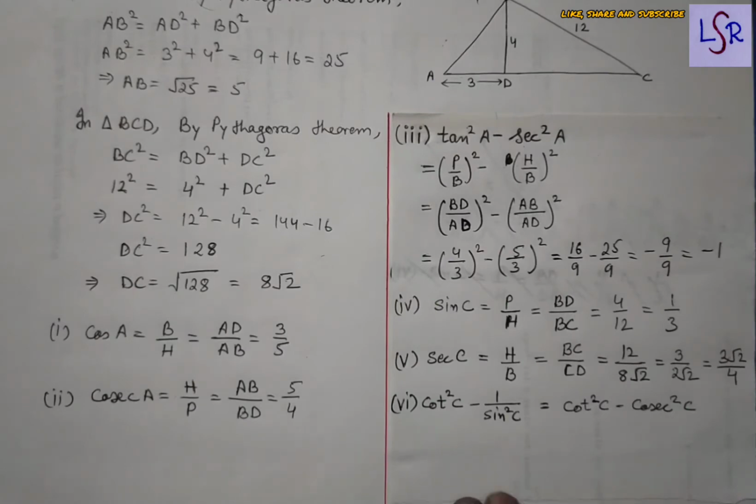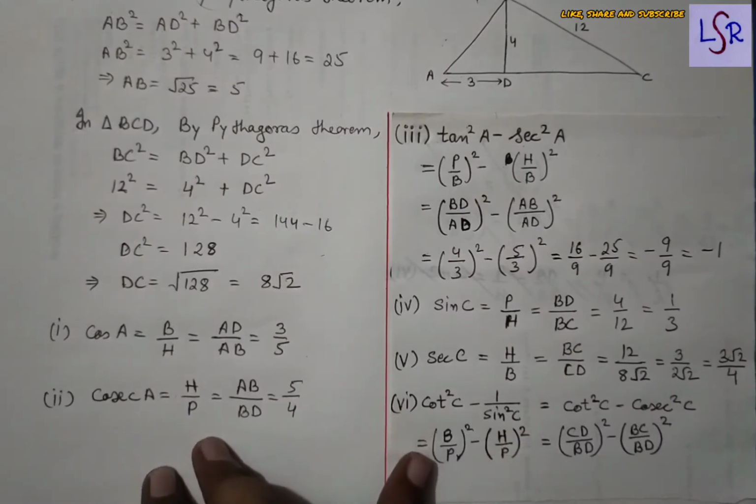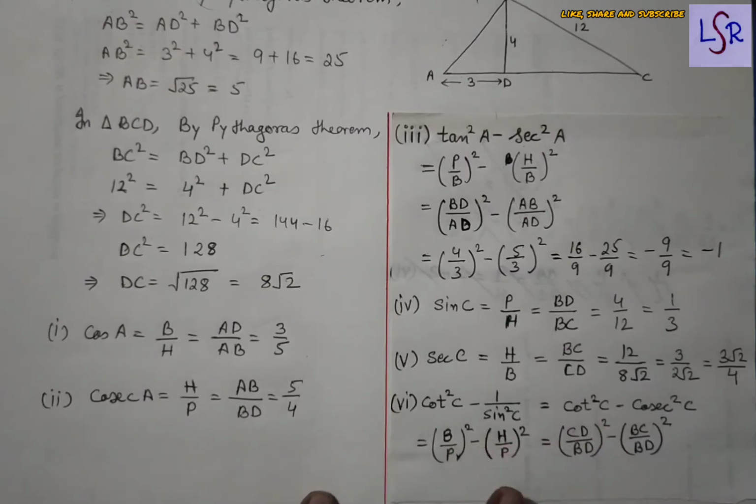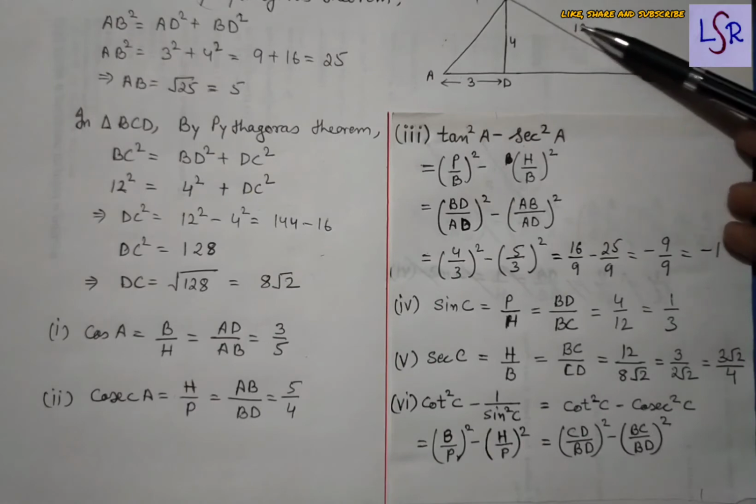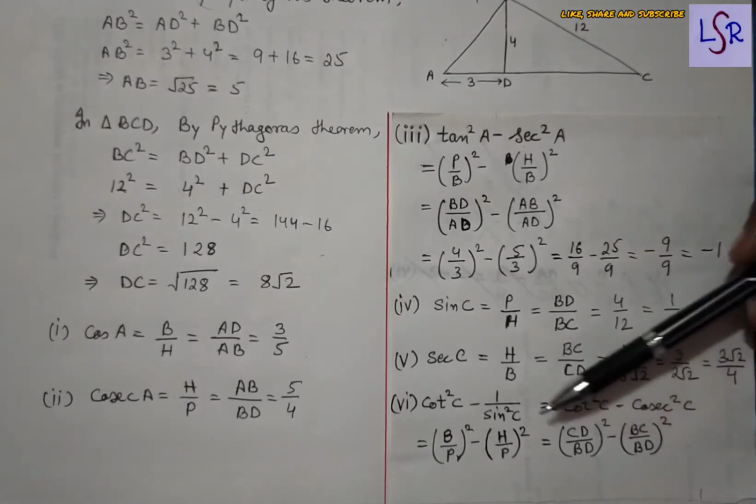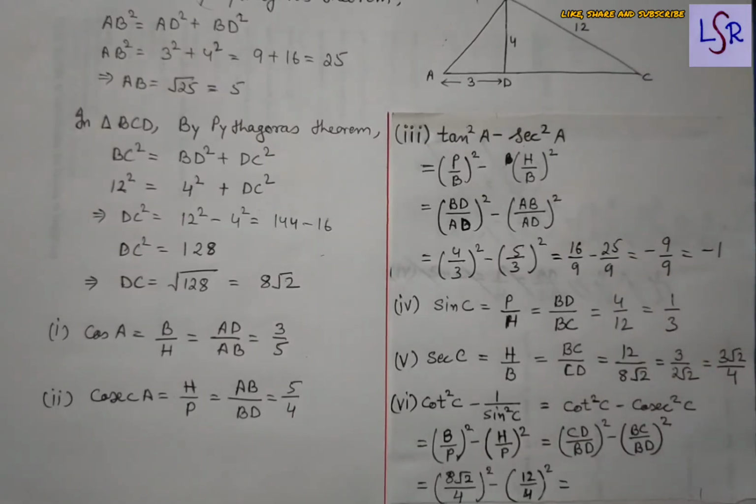Then we have the sixth part, cot square C minus 1 upon sin square C, and this can be rewritten as cot square C minus 1 upon sin, that is the reciprocal of cosec. So it can be written as cosec square C. Now we place the values: cot C can be written as base upon perpendicular and cosec as the hypotenuse upon base. Then for C, base is CD and perpendicular is BD, and this is the hypotenuse. We have just placed the values of hypotenuse, perpendicular, base. Now we have to place the values of all of the sides, and we have got this.